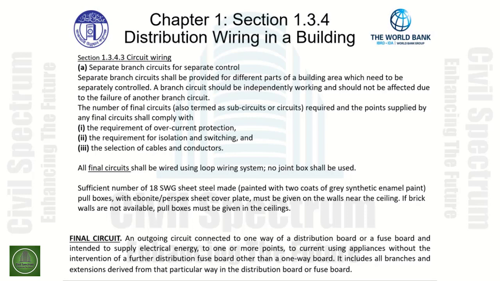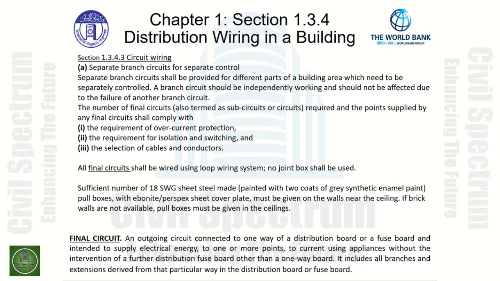1.3.4.3, titled Circuit Wiring. Item A gives us a requirement for separate branch circuits for separate control. Separate branch circuits shall be provided for different parts of a building area which need to be separately controlled. A branch circuit should be independently working and should not be affected due to the failure of another branch circuit.